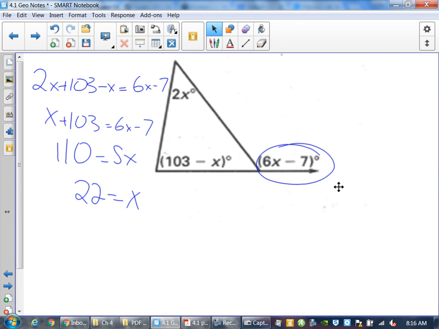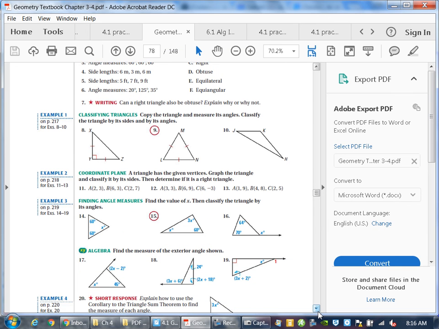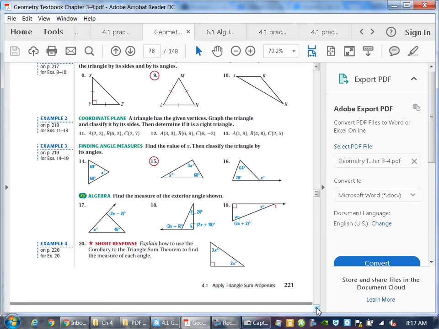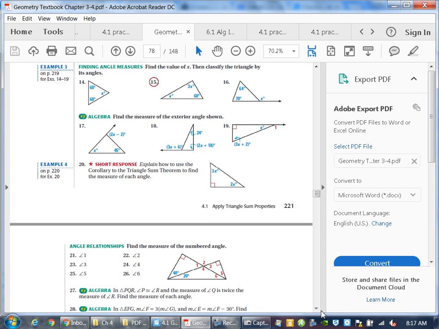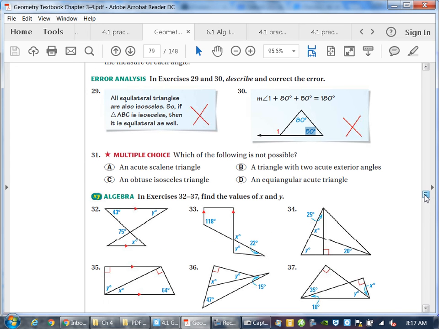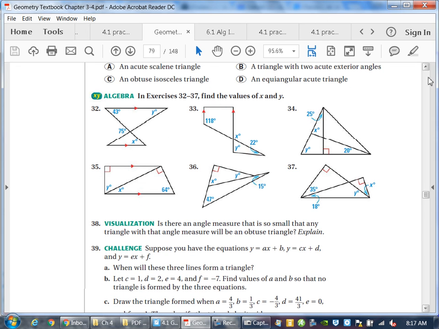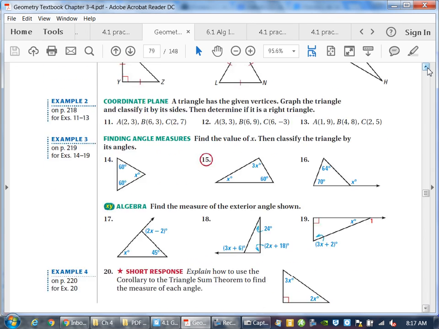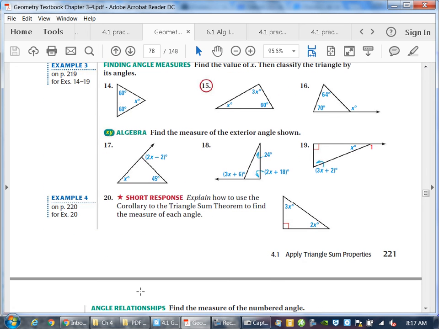Hey, let's do this. Homework stuff. In chapter 4 in the book, let's do 14 through 36 evens. It starts on page 221.